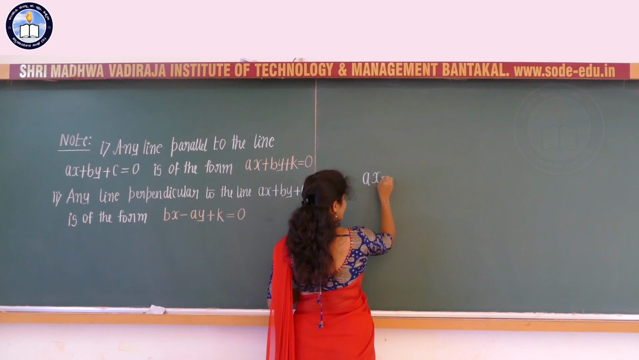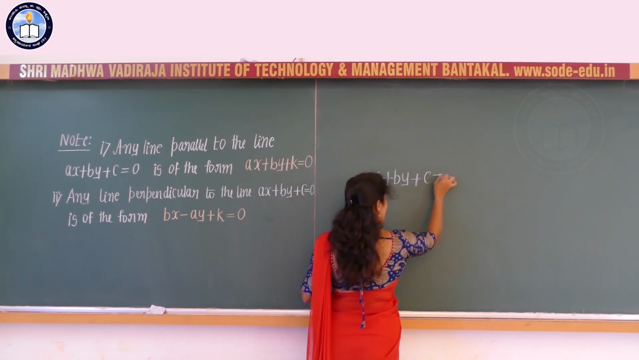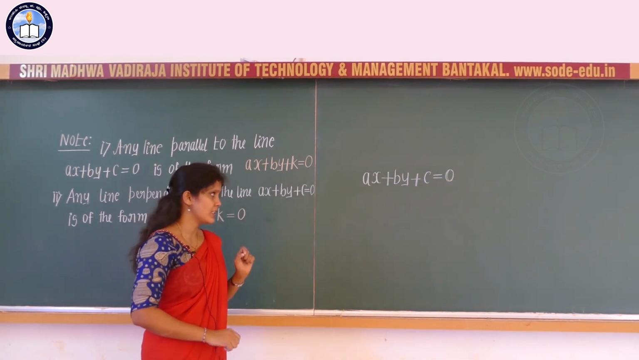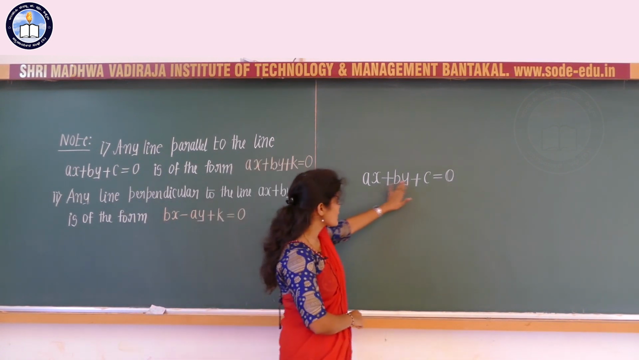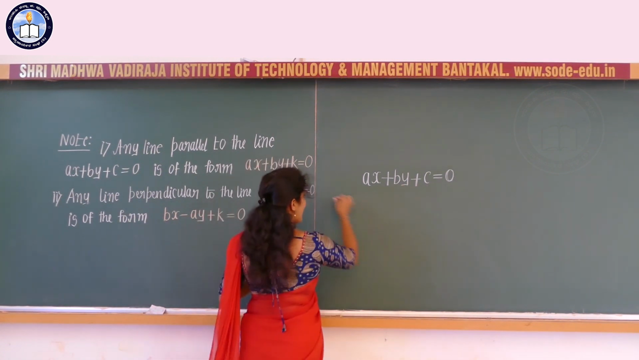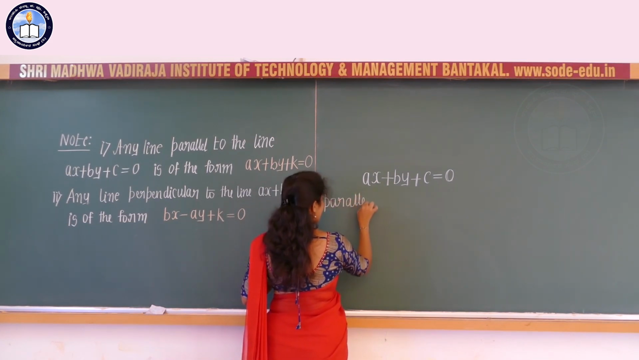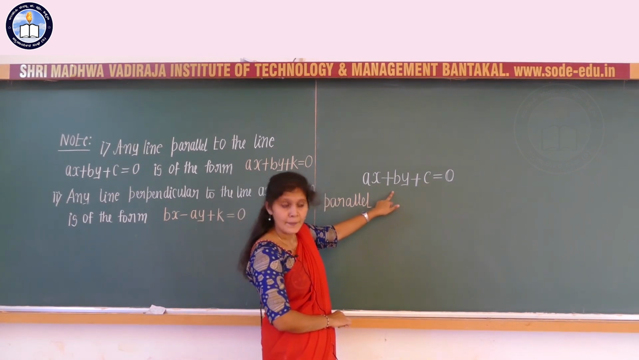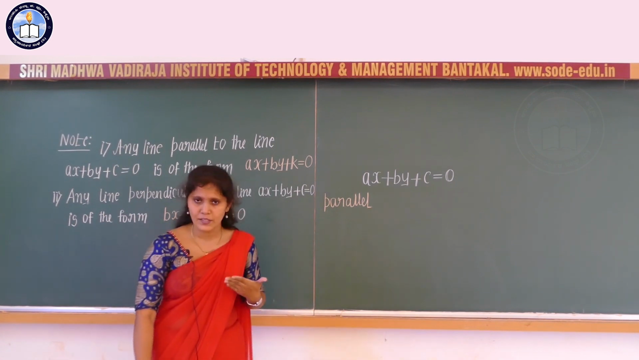Now let us consider two more formulae. All of us know the general form of equation of a straight line, that is a into x plus b into y plus c is equal to 0, right? So assume that the question is to find the equation of a line which is parallel to the given line. How do we find the required equation of the line?